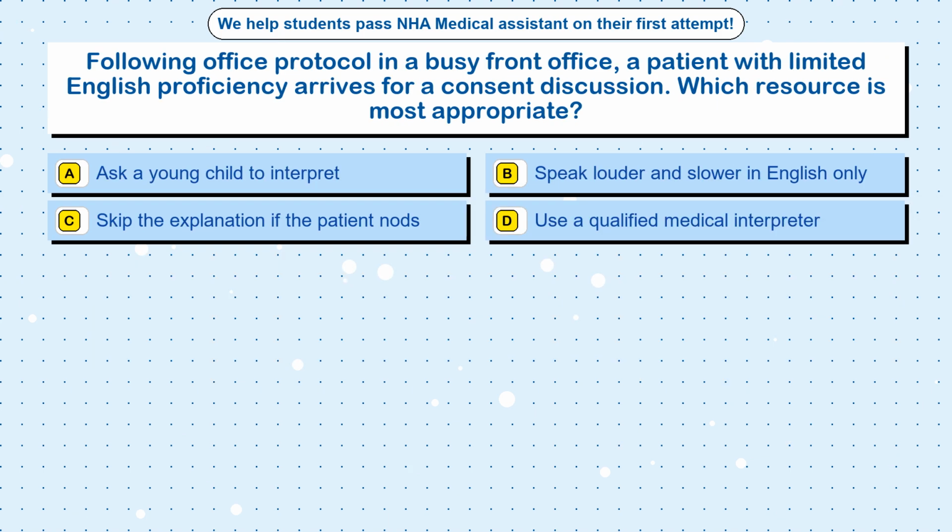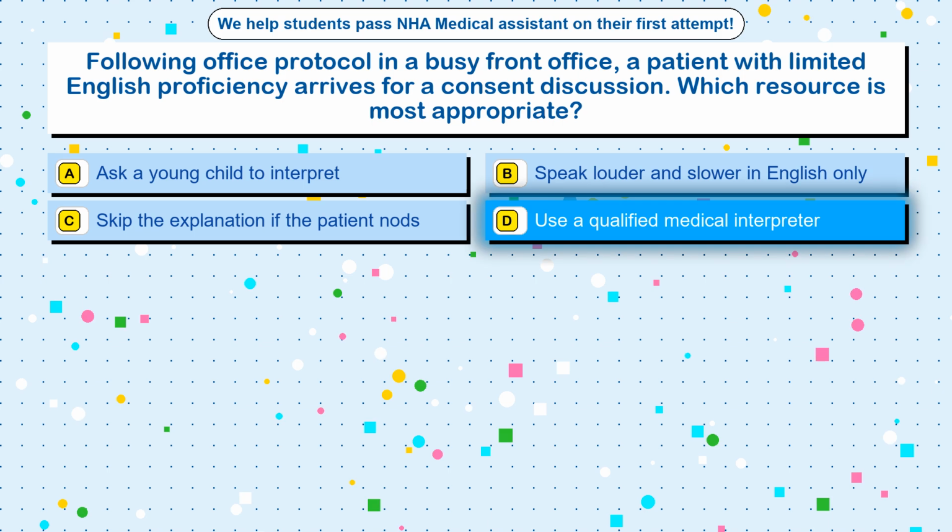Question 26. Following office protocol in a busy front office, a patient with limited English proficiency arrives for a consent discussion. Which resource is most appropriate? Option A, ask a young child to interpret. Option B, speak louder and slower in English only. Option C, skip the explanation if the patient nods. Option D, use a qualified medical interpreter.